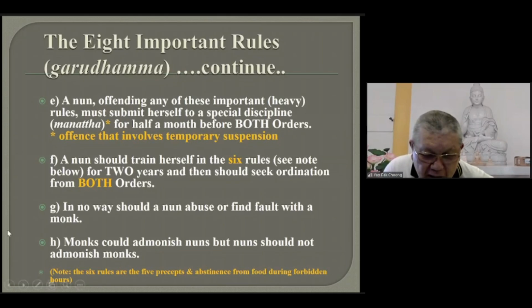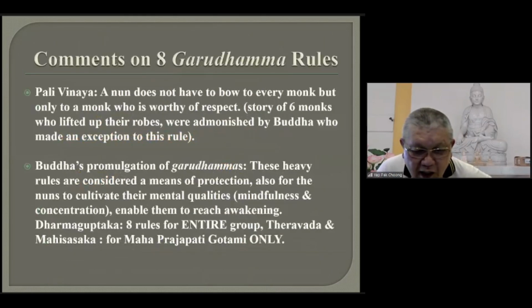Number 7, in no way should a nun abuse or find fault with a monk. Number 8, a monk can admonish a nun, but a nun should not admonish a monk. Why? People may say it's a bit unfair, but there's a reason behind it. Just now, for rule number 1, we said what? A nun, even after 100 years as a nun, must respect a monk who has been ordained even for a day, right or not?